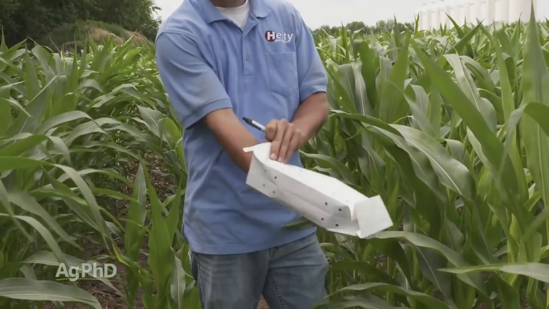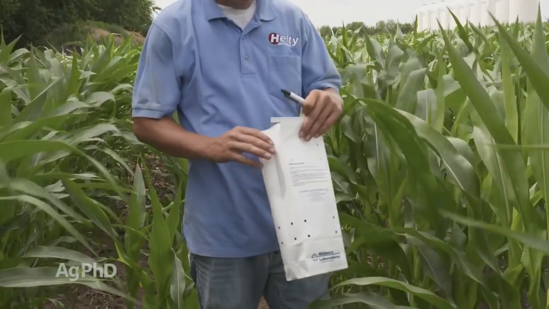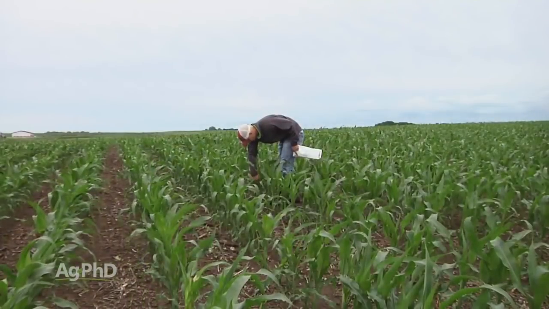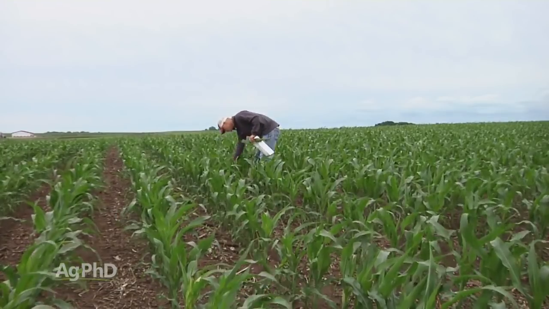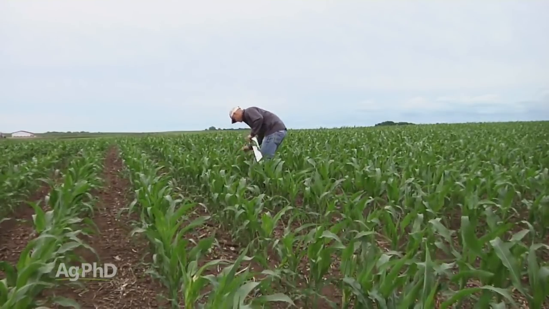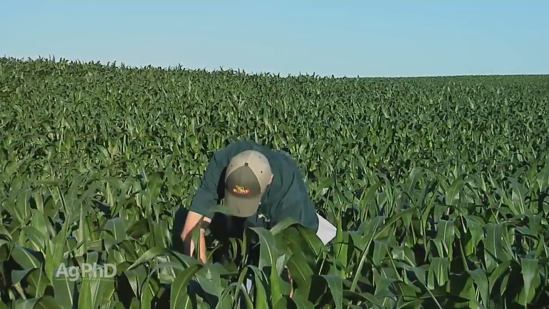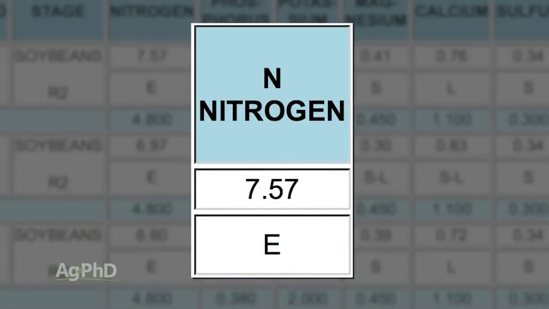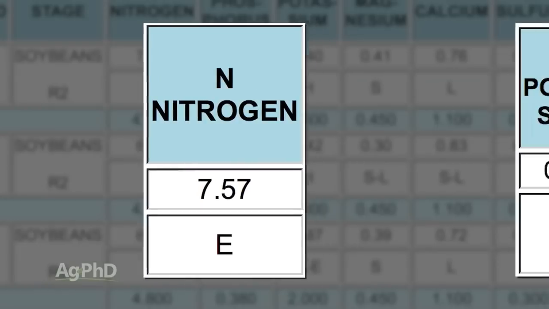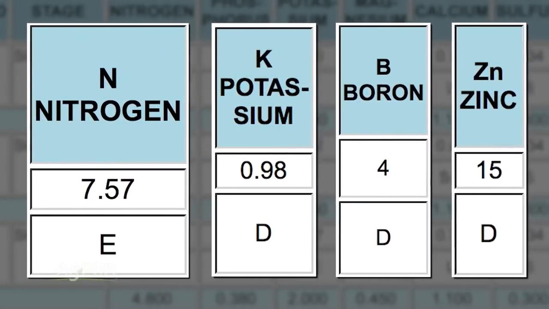So what we would encourage you to do is just start building your own database, start looking at your points, talk to other high yield farmers, and really start to try to fine tune this thing. But you can see the glaring differences. On our farm, when we first started doing plant tissue analysis, we were ridiculously high on nitrogen. We were ridiculously low on potassium, boron, and zinc.